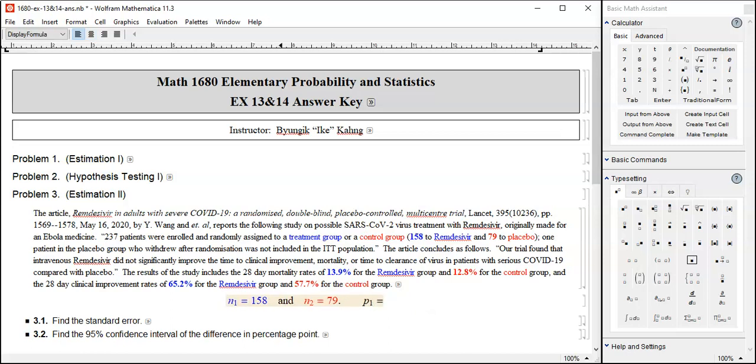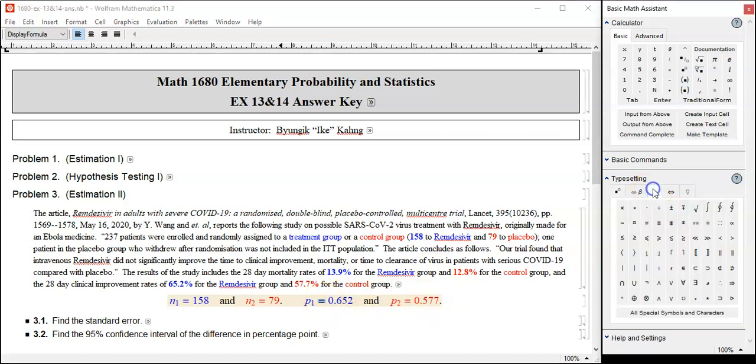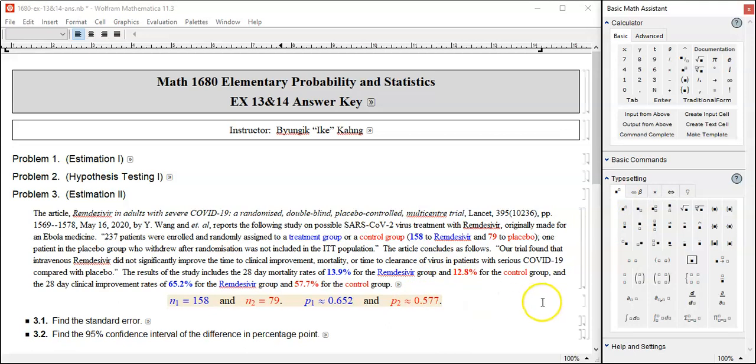P1 is about 65.2%, and P2 is 57.7%. I forgot the decimal. Blue, red. As a matter of fact, these cannot be exact quantities. Nothing is precise in statistics, so I need this approximation symbol.